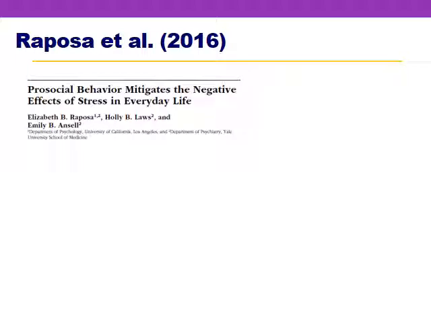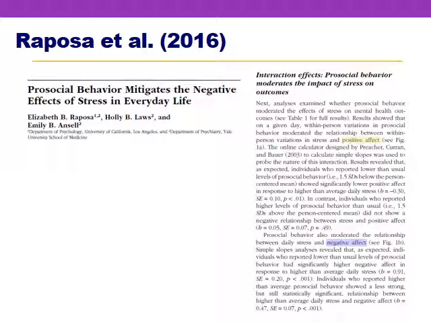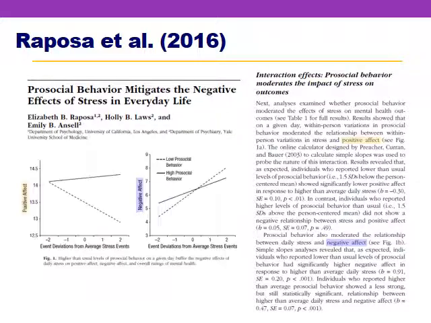Here's the article that this example is based on. They actually looked not only at positive emotions, but also negative emotions. So they did this twice. And here are the graphs of their simple slopes analyses. So for positive emotions, which is what we just looked at, people who were low in prosocial behavior showed a negative relationship between stress and happiness. But for people who were high in prosocial behavior, the solid line was pretty flat, right? For those people, stress and happiness were not related to each other.